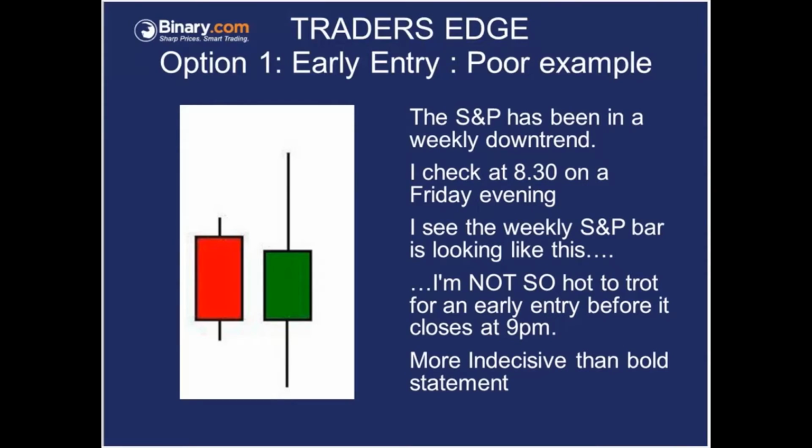A poor example is, let's say, the S&P has been in that weekly downtrend, I've checked in at 8:30, and actually what I see is that the S&P bar is looking like this. That's not really a proper engulfing candle, and it looks more indecisive than a bold statement. So I'm only going to take the early entry when I get a really bold statement. I'm not just doing it because it looks like the range is bigger. I want to see a very strong statement.